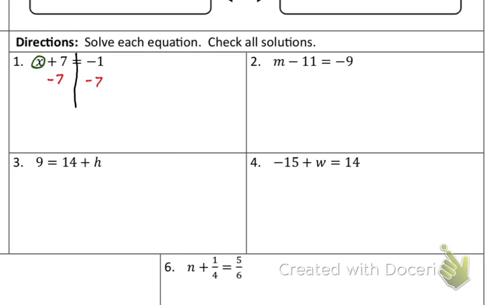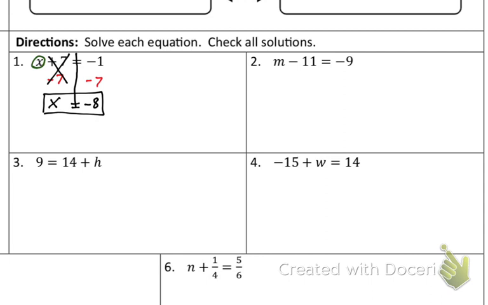What's positive 7 minus 7? 0. These cross out. That was our point of that. We're undoing what happened on the left-hand side. So now I just have the x on that side. And now I have negative 1 minus 7. What does that equal? Negative 8. It equals a negative 8. So x equals negative 8.